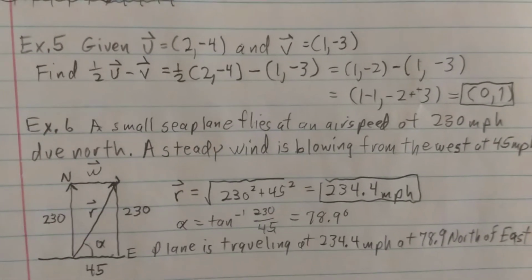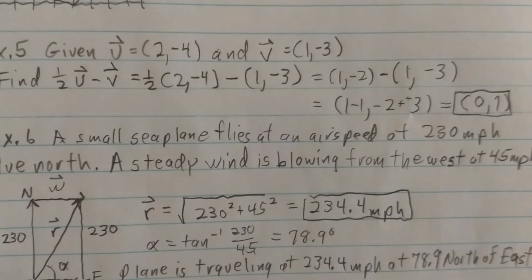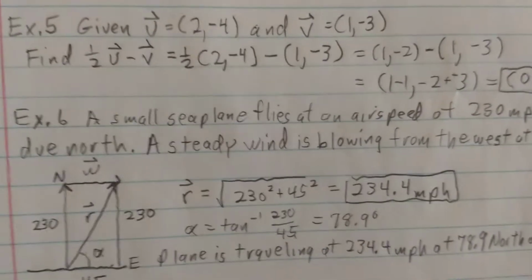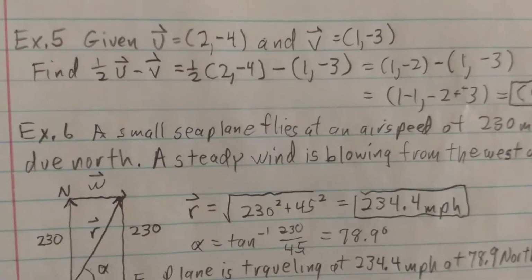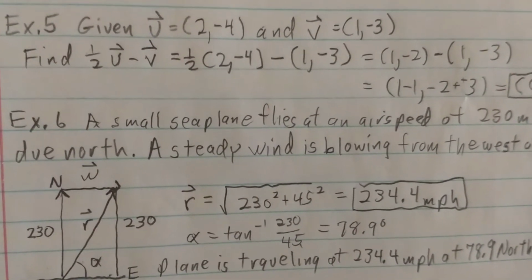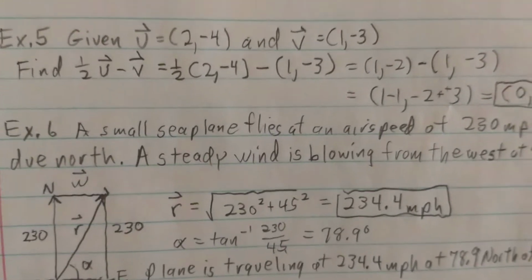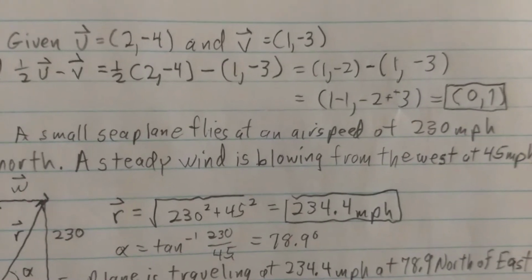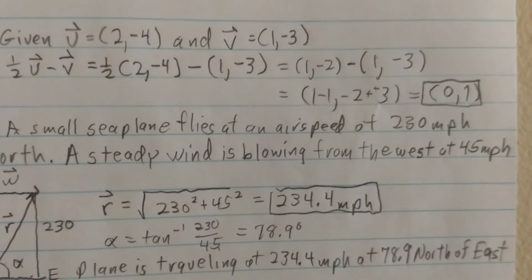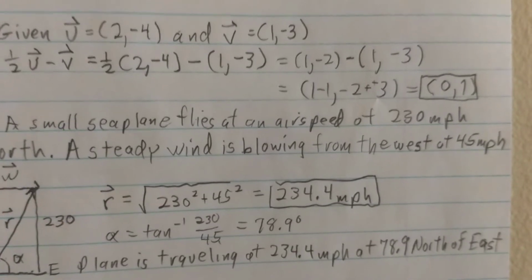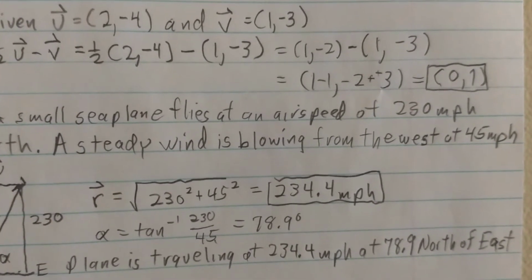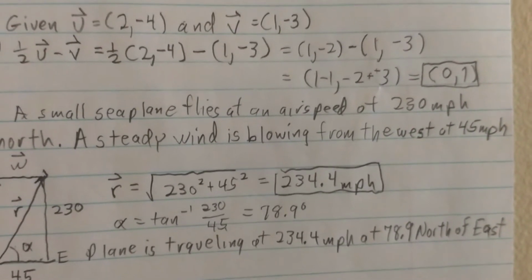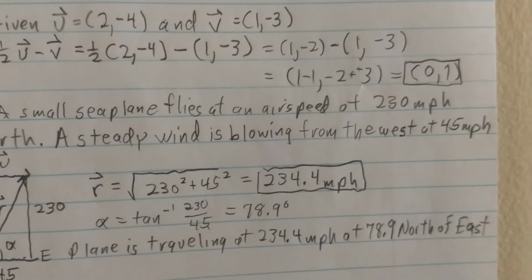Now, example 5, given u is 2, negative 4, and v is 1, negative 3, find 1/2 u minus v. So we just take 1/2 of the u coordinates, both x and y, so 1/2 of 2, negative 4 is 1, negative 2, minus 1, negative 3. We'll subtract the x and y coordinates. The x coordinates subtracted are 1 minus 1, or 0, and the y coordinates are negative 2 minus a negative 3, or negative 2 plus 3, or 1. So the resultant is 0, 1.